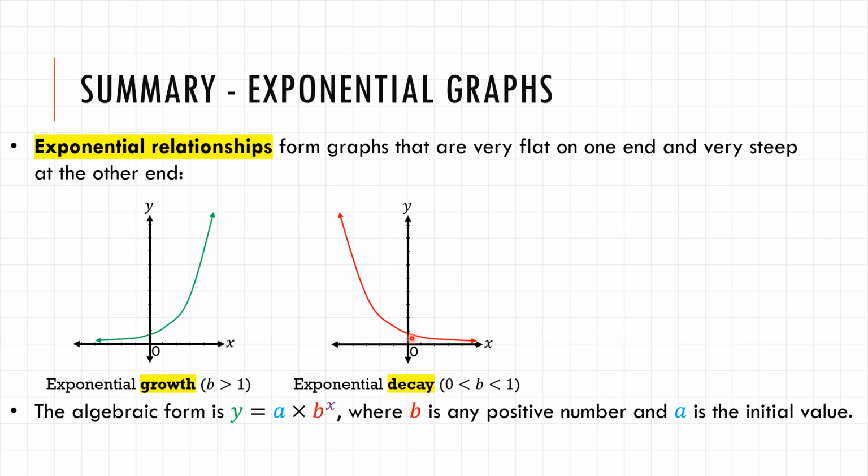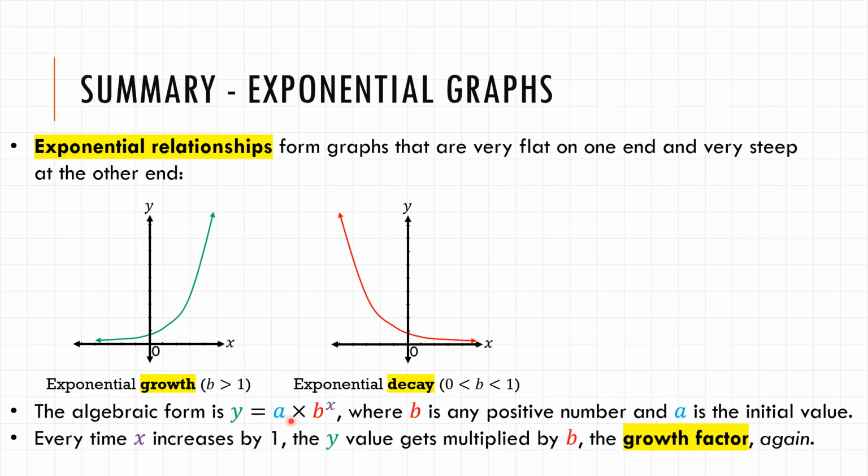That's where the graph starts. Now, every time we increase x by 1, the y value, whatever we had previously, gets multiplied by the base one more time, because that's what an exponent is, right? It's telling you how many times to multiply by b.